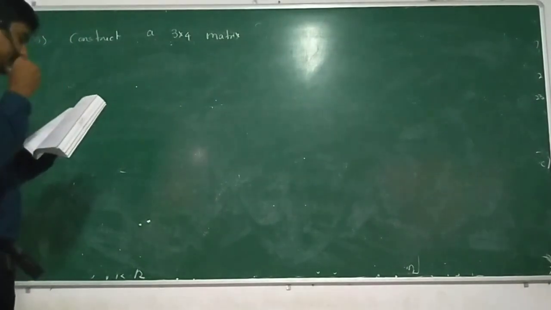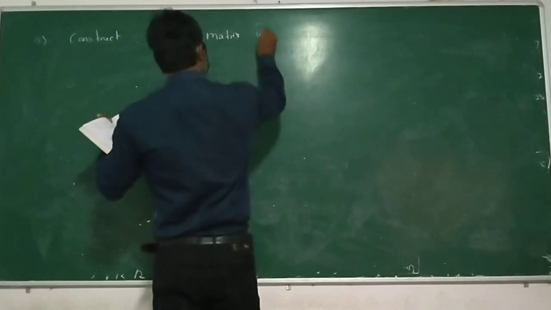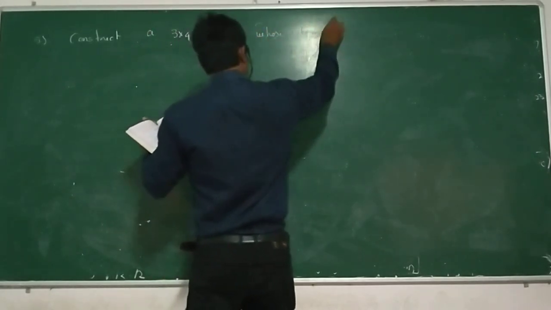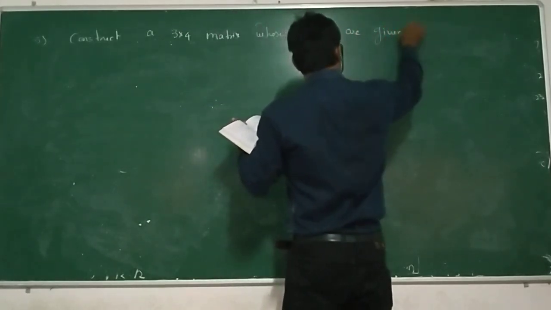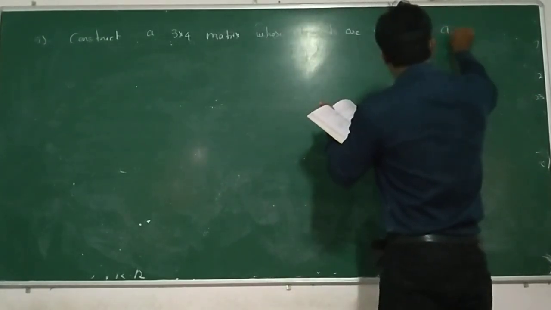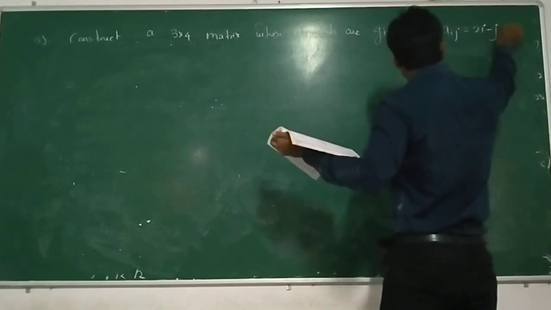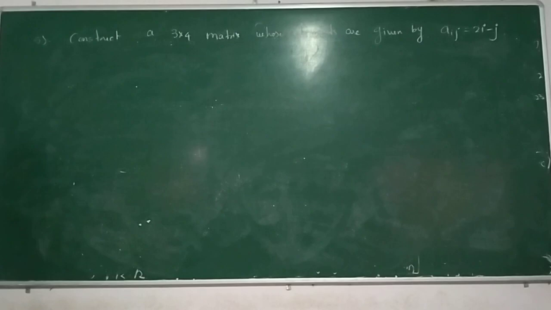Construct a 3 by 4 matrix whose elements are given by Aij is equal to 2i minus j.